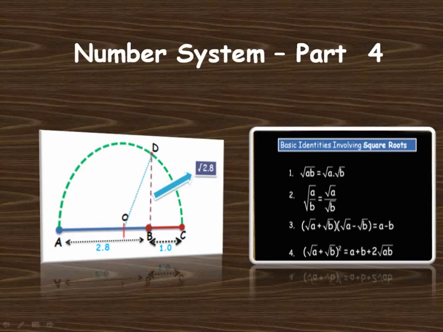Then further we are going to study some of the basic identities involving the square roots, and last but not the least we are going to study some of the very important properties of positive and negative exponents of real numbers. So let's quickly begin this lecture.